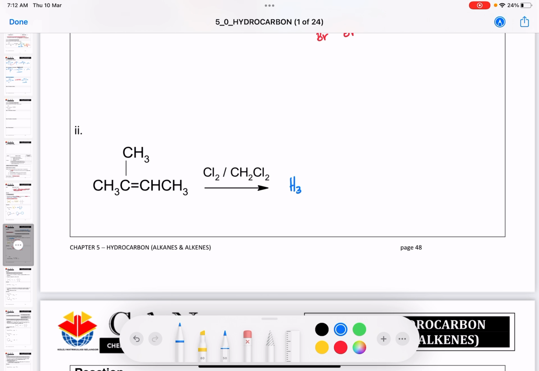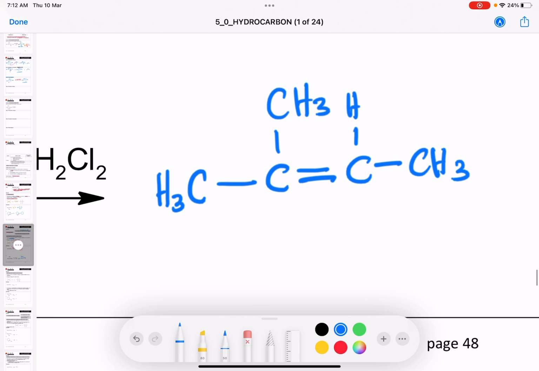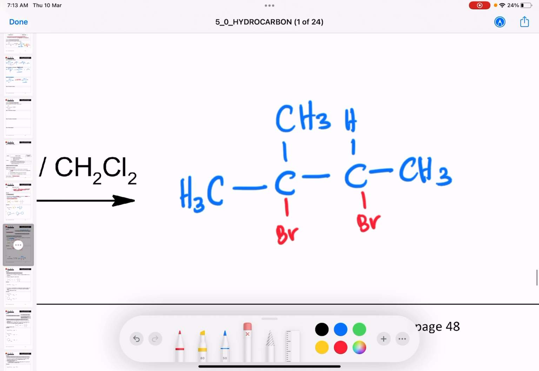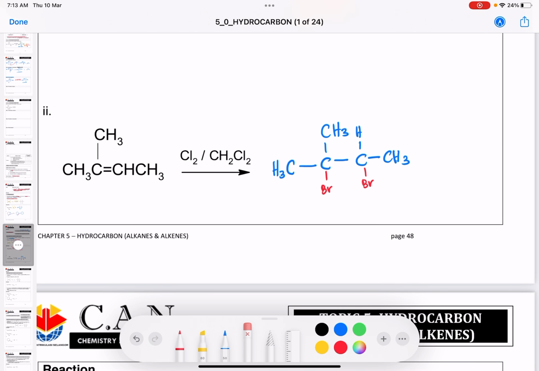So for this one, we are going to get CH3. Okay, the double bond is here. CH3. So what will happen? This bond breaks, so we're going to add bromine here, and the bond will break. So you get this. Oh, sorry, pardon me. It's not bromine. It's Cl. Okay, there you go.